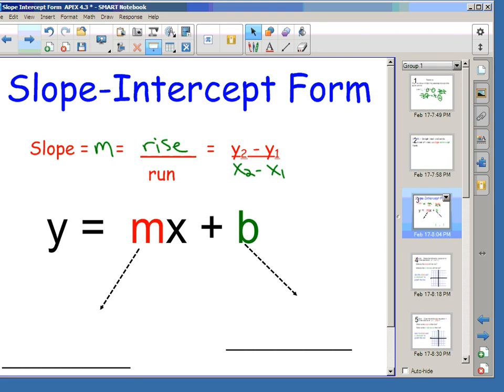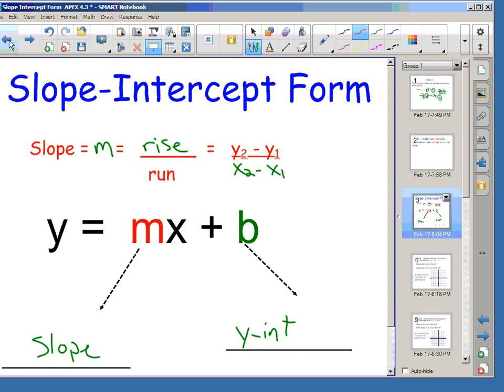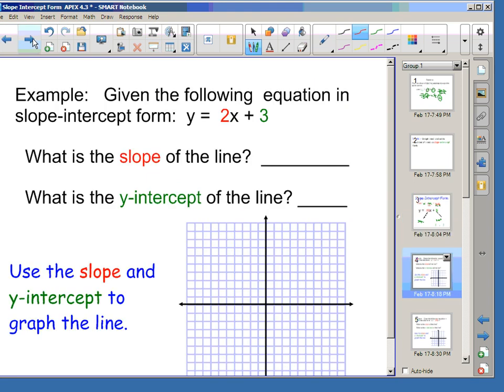So here's slope-intercept form. This is why I love math, because it makes sense. It's called slope-intercept form because you need the slope, the number here, m, and you need the y-intercept. That's all you need. Put them into the different spots, and you can write an equation. So here's an example. Given the following equation in slope-intercept form, y equals 2x plus 3, what's the slope of the line? If you go back to our notes, the slope's the number in front of the x. So the slope is 2. The y-intercept is the 3.